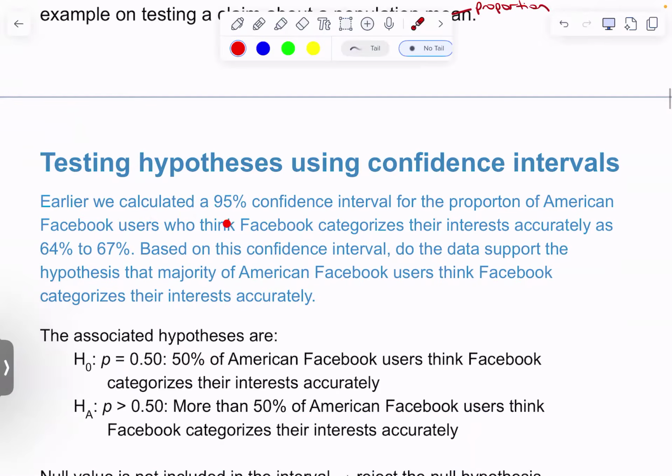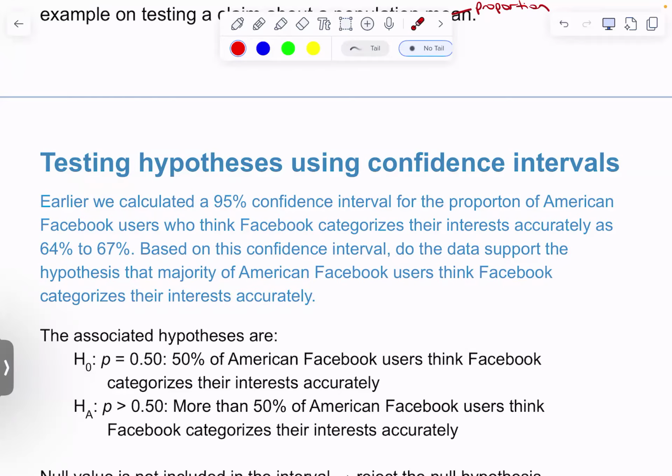Earlier, we calculated a 95% confidence interval for the proportion of American Facebook users who think Facebook categorizes their interests accurately, and she's really gone ahead and rounded 64 to 67%. And so we said we're 95% confident that the interval from 64% to 67% captures the true proportion of American Facebook users who think Facebook categorizes their interests accurately. Longest run-on sentence there ever was.